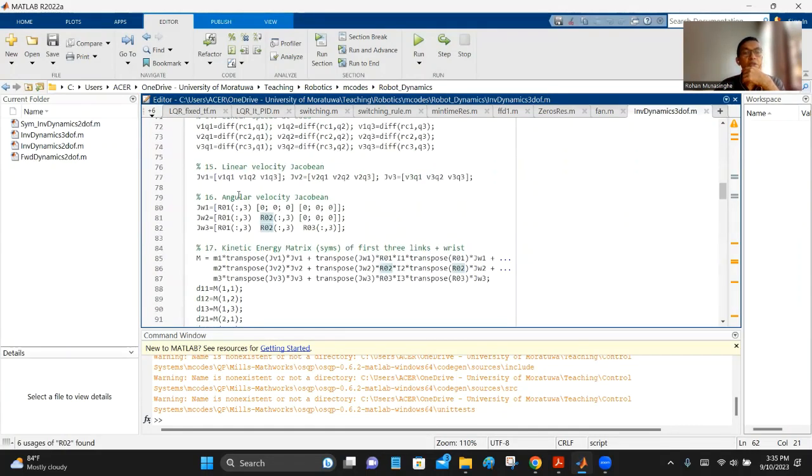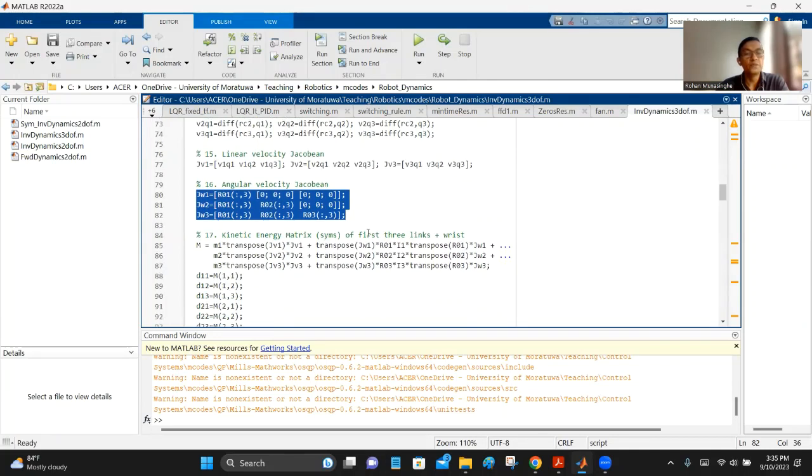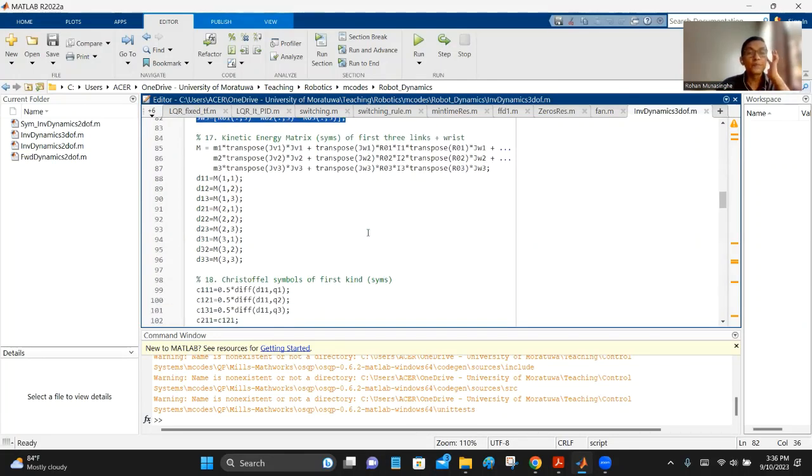Then 17, 16, angular velocity Jacobian is from the angular velocities that we write down after forward kinematics for orientation. Once you differentiate, you get the Jacobian. Then this is the kinetic energy matrix, or we call it D matrix. First three terms, plus the rest.